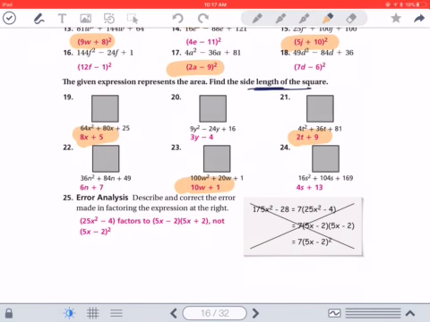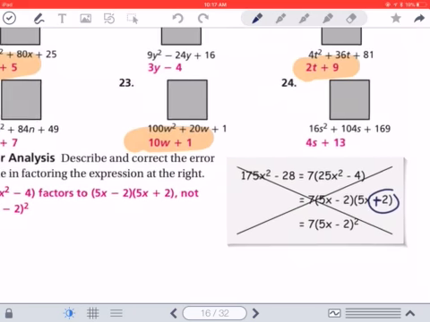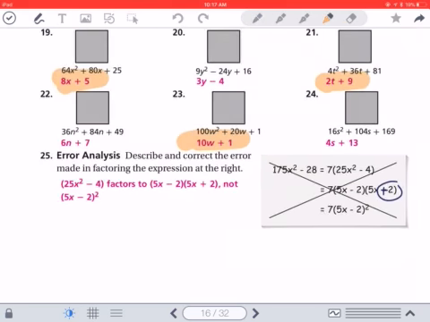And number 25, let's see what mistake they made here. Oh yeah, it's got to be a difference of squares, so one has got to be positive and one has got to be negative. So that was the mistake right there. Okay, so it should be not 5x minus 2 squared. It's 5x minus 2 times 5x plus 2.